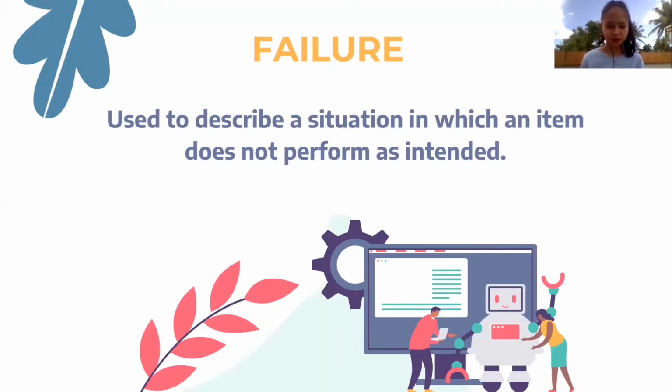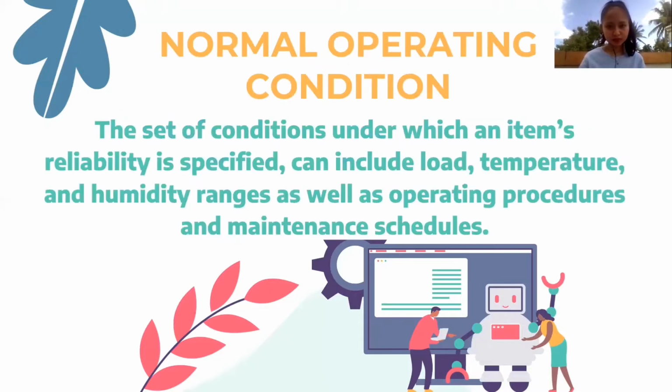Sa specified condition, syempre, you have to comply kung saan siya mas effectively nagagamit. Kasi mareklamo ka man or hindi, you have to know. Kasi kung hindi, magkaka-failure talaga. Yun nga, that's just like what I said, it should be complied to the normal operating condition. This is the set of conditions under which an item's reliability is specified, can include load, temperature, and humidity ranges, as well as operating procedures and maintenance schedule.